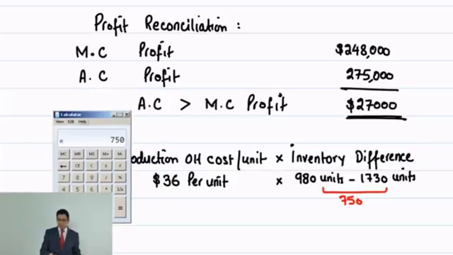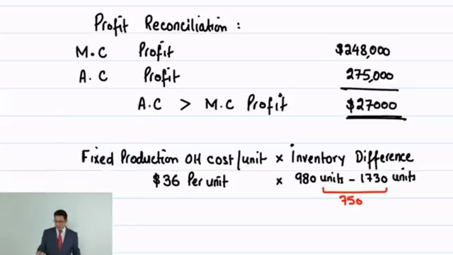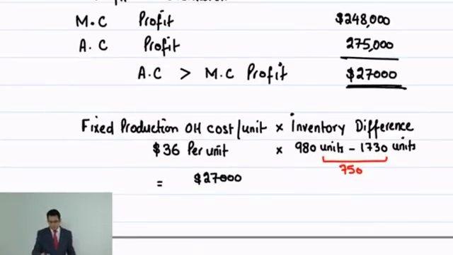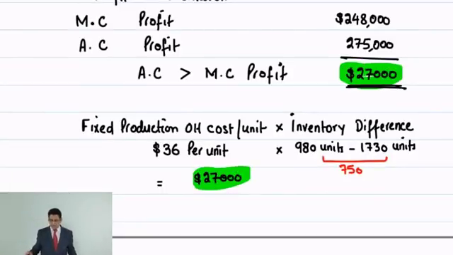Now what if I multiply 750 by 36? And you see, what do you get? Exactly the same $27,000. Okay, right? And that gives us $27,000, precisely the same as the profit difference. So if the examiner asks you to reconcile the profits between absorption costing and marginal costing, generally they give you the profit of one approach and some more details, and they ask you to convert this profit from absorption to marginal or marginal to absorption.